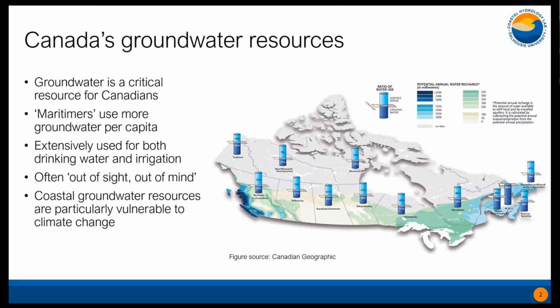So groundwater is a really critical resource for many Canadians, and Maritimers or Atlantic Canadians use more groundwater per capita. So on this map here, you can see PEI relies entirely on groundwater, New Brunswick about 2/3 and Nova Scotia about 50%. And this is extensively used for both drinking water and irrigation resources. But groundwater resources aren't always at the forefront of decision making, as they're out of sight and therefore often out of mind. And this is important to think about moving forward into the future when we think about the impacts of climate change on this coastal region.